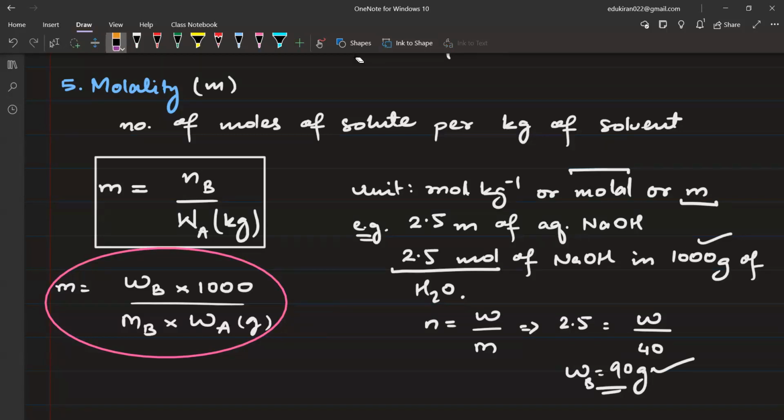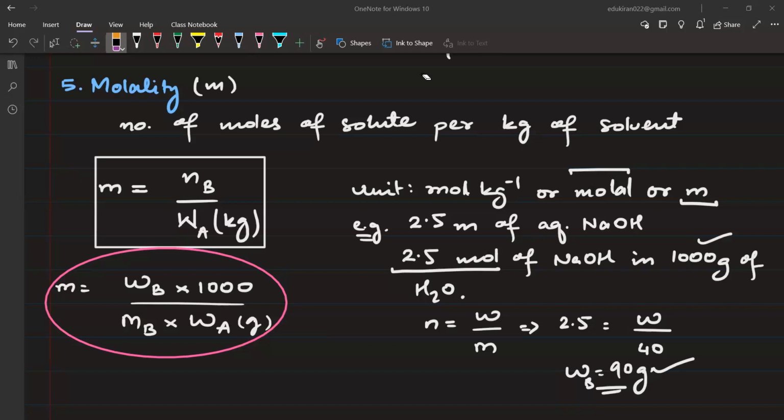And please revise these things, okay? And while you are revising, try to teach these things to yourself. Don't try to remember these formula always. So you read the definition, number of moles of solute per kg of solvent. That itself is going to give you the formula. Number of moles by mass of solvent in kg.